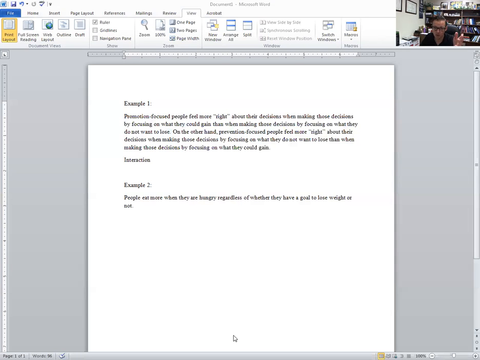So now, if we extend the lines out, they cross. And now we have an interaction. So if you have two lines that cross at some point, you have an interaction. If they don't cross, then there's no interaction. You may just have a main effect.